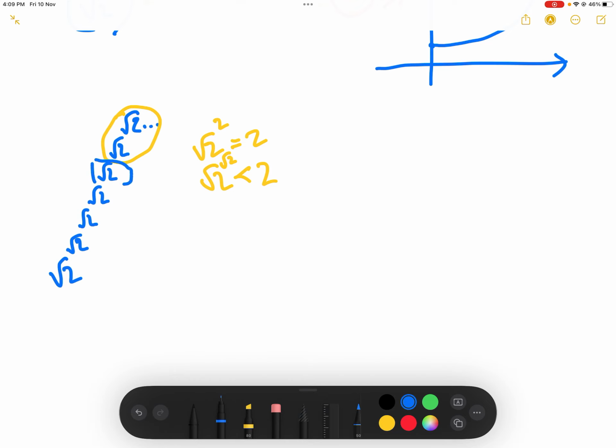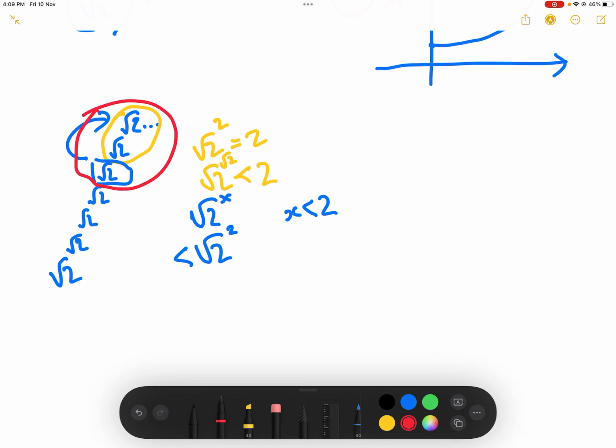And so, therefore, when we raise root 2 here to this power, which is less than 2, we have root 2 to the power of x, where x is less than 2, so we know that it is still going to be less than root 2 to the power of 2. And then when we raise this, which we know is less than 2, and we raise that to root 2, we still have root 2 to the power of y, where y is less than 2, and root 2 to the power of y, which is less than 2, is going to be less than 2.